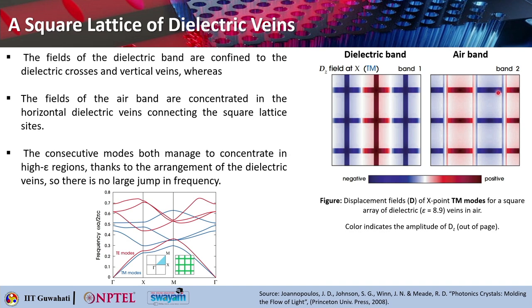So the consecutive modes both manage to concentrate in the high permittivity region, and that is mainly because of the arrangement of the dielectric vanes, and that is why there is no large jump in frequency. If you remember, you can only see a jump in frequency if one mode is concentrated in the high permittivity region and the next mode is concentrated in the low permittivity region. In this case, both modes are concentrated in the high permittivity region, though their distribution is slightly different. That is why there is a slight opening up here, but they do not give you a proper band gap for all the possible values of k parallel.